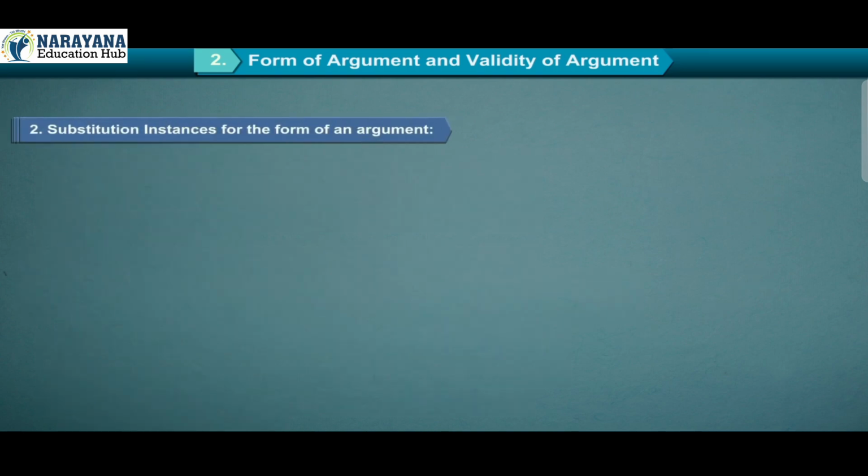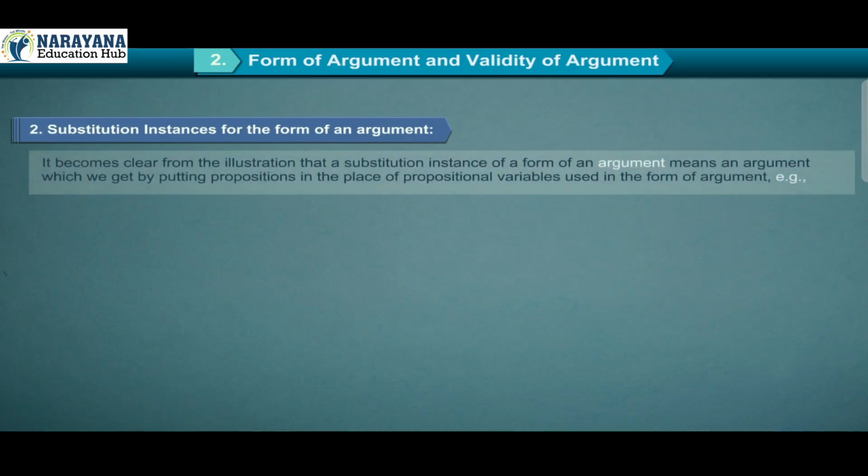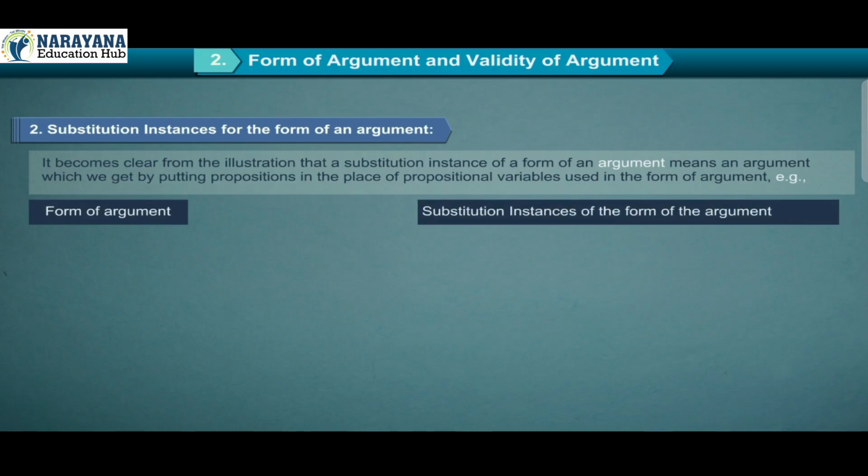2. Substitution instances for the form of an argument. It becomes clear from the illustration that a substitution instance of a form of an argument means an argument which we get by putting propositions in the place of propositional variables used in the form of argument. For example, form of argument; substitution instances of the form of the argument.